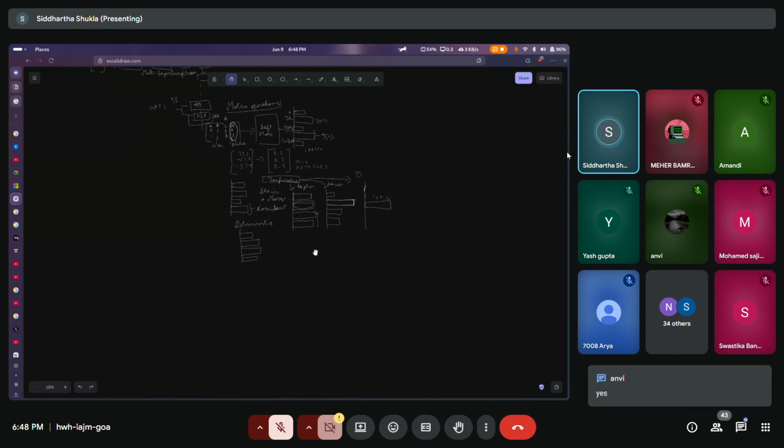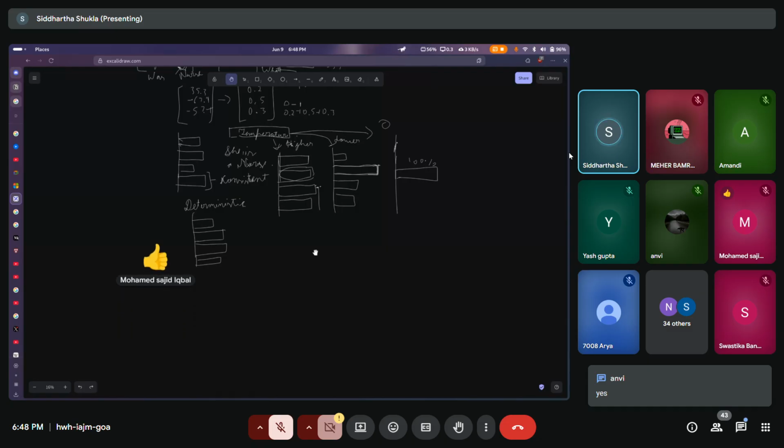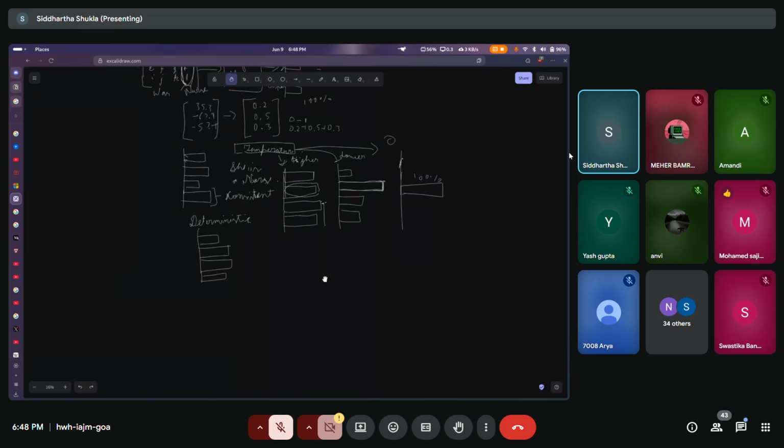Can someone tell me if it's visible? Is my screen visible to everyone? Yes, Siddharth, it's visible. All right. So, coming back.